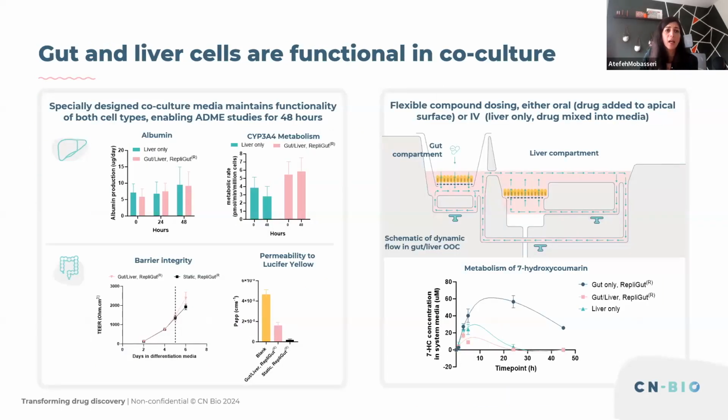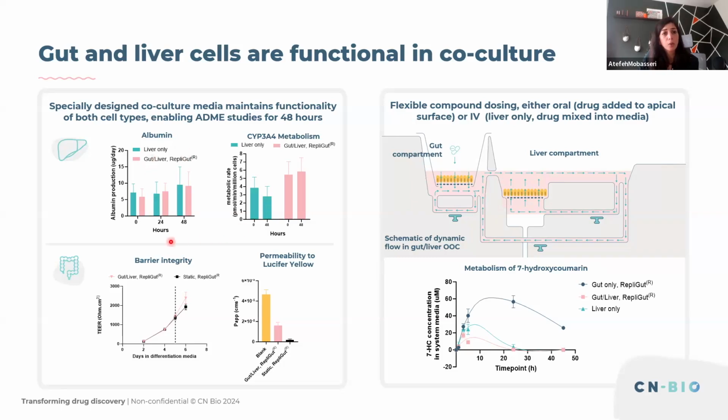After that, the main challenge here is how we can connect these two tissue models, mainly because in this model we share the media between gut and liver. So it is important to have media that works with both types of cells. We developed a specialized co-culture media that we can use for both cell types.